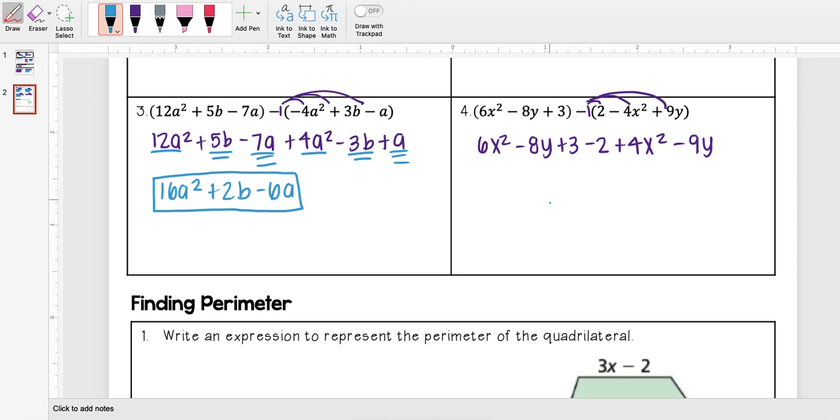Next, I want to combine my like terms. I want to start with my highest degree, and so that's going to be x squared. I look for another x squared, and I see I have a 4x squared. When I add those together, I get 10x squared. My next highest degree is just my y, so I have -8y. My only other y is this -9y. When I combine those, I get -17y. And then I just want to combine my numbers, so I have 3 minus 2, and I get a +2.